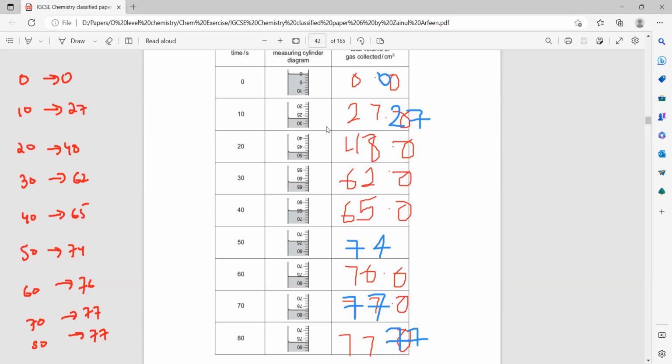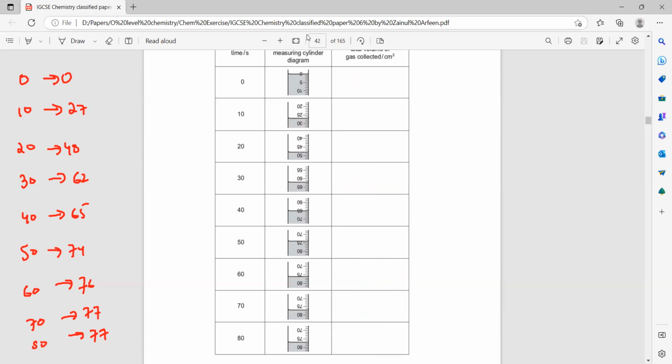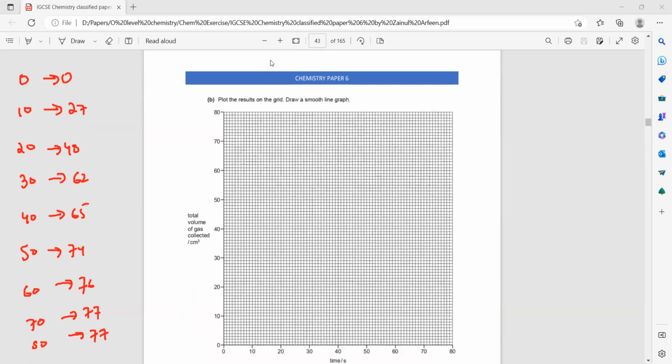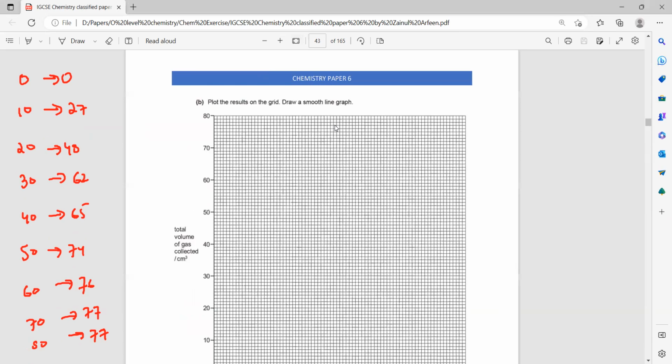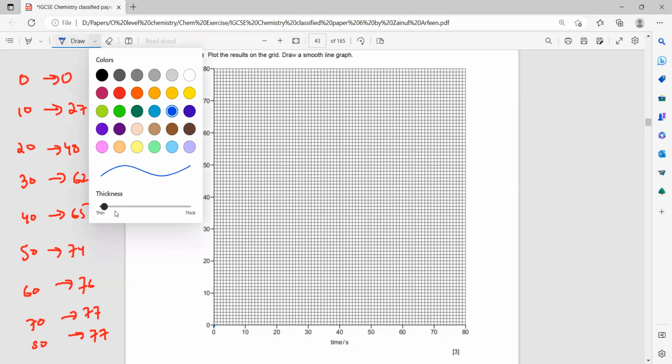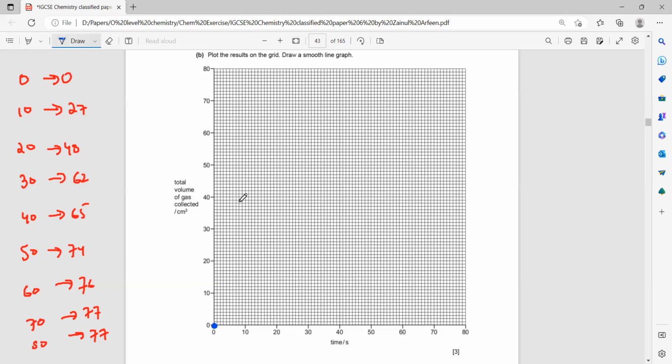Now, the reason why I write these points is that we have to plot a graph here for the next part. Plot the results on the grid and draw the smooth line. So first 0 and 0. So this will be 0 and 0. This will be the first point. So first we have 0 and 0.